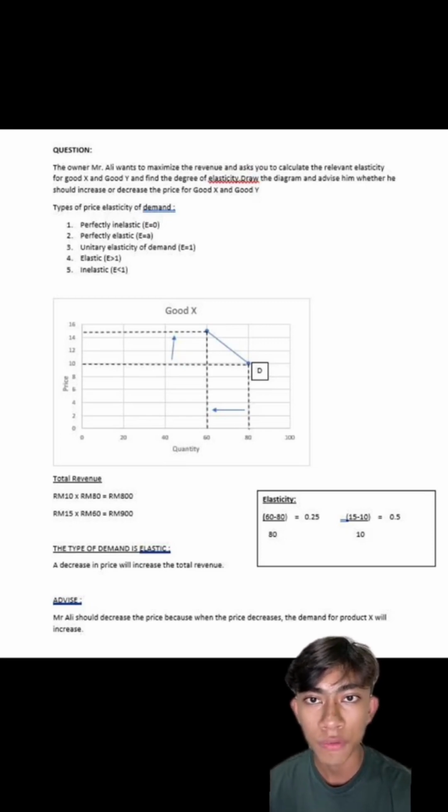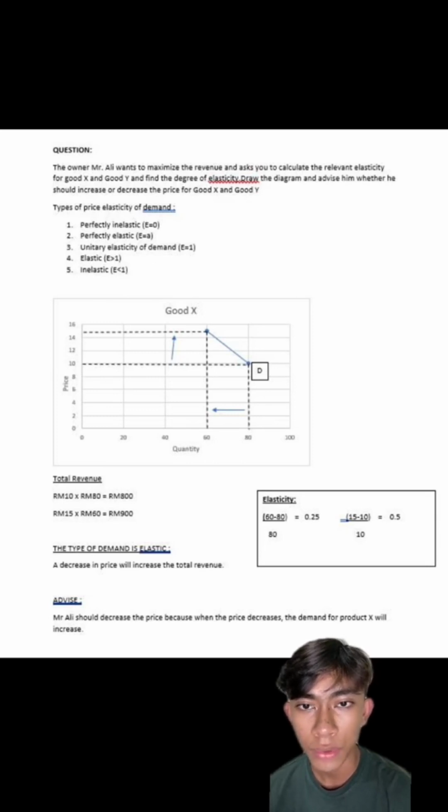So there are 5 types of price elasticity of demand. The first is perfectly inelastic, perfectly elastic, unitary elasticity of demand, elastic, and lastly inelastic. So as you can see in the diagram, that is good X demand, and it shows the price and the quantity of it. So the total revenue that we got is RM10 times 80, so we got RM800, and RM15 times 60, and then we get RM900. So the type of demand is elastic, so a decrease in price will increase the total revenue.